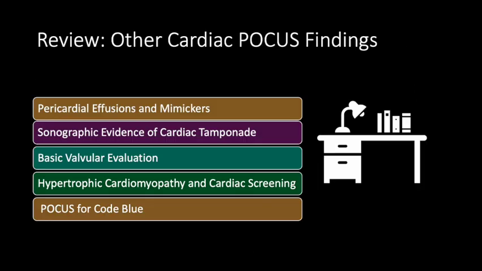So in review, we talked about some of the findings of pericardial effusions and some of the mimickers that can demonstrate fluid around the heart, but not necessarily within the pericardial sac. We talked about how to diagnose cardiac tamponade using sonographic evidence. We talked about what you might see if there's some valvular pathology and reminded you that if you do see something, that's a case for a formal echo to further evaluate. We talked briefly about hypertrophic cardiomyopathy and cardiac screening for pre-sports participation physicals. And we've also talked about the use of POCUS during code blues and why it might or might not help change your management. So with that, that's the end of our cardiac POCUS module.